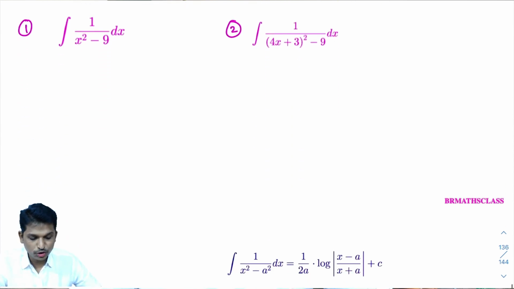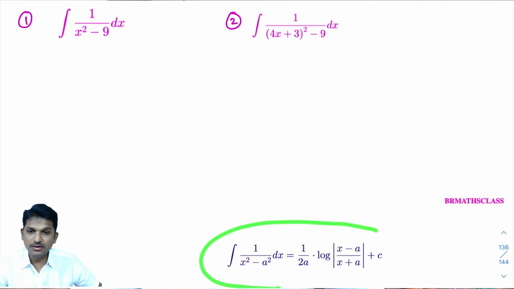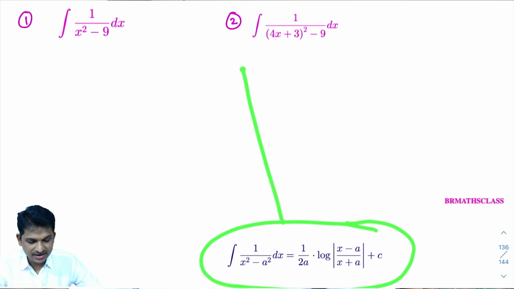What are the things I am going to do in this class? You observe this formula. Integral of 1 divided by x square minus a square dx is 1 by 2a into log mod x minus a divided by x plus a plus c. This is the formula we learned. Related to this formula, problems. How we use this formula while doing the problems, that we are going to learn.